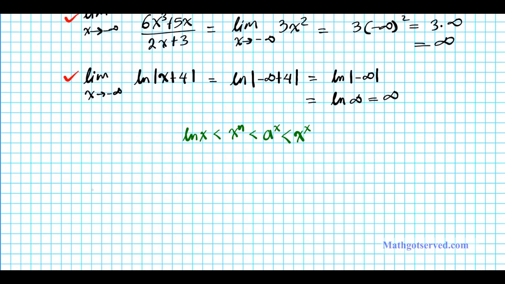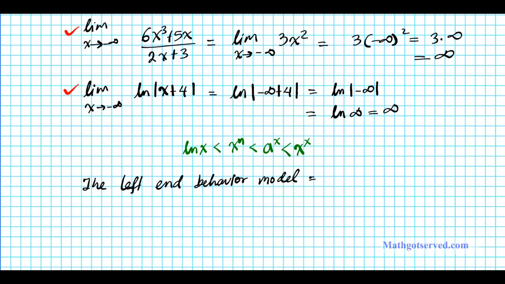The left end behavior model is what again? 5 to the negative x. 5 to the negative x. Okay, because it dominates.